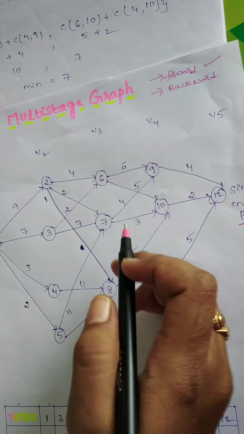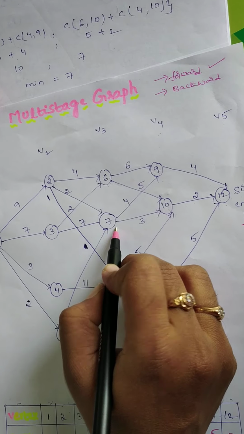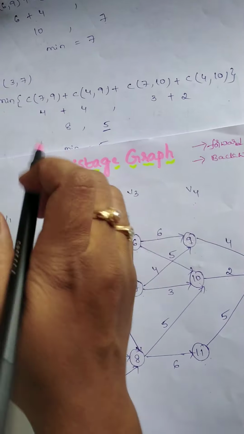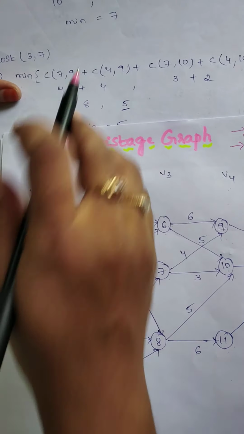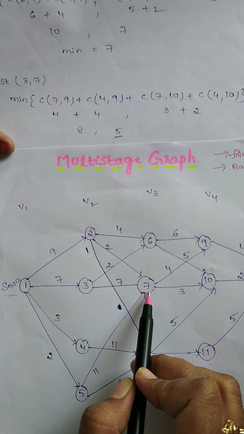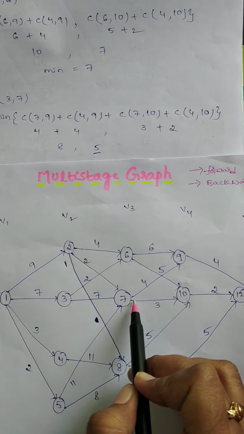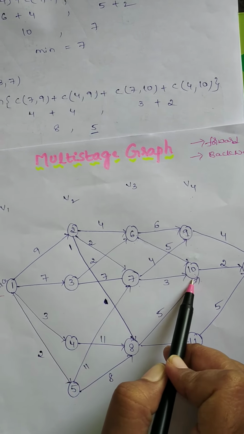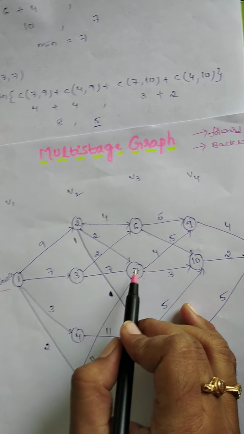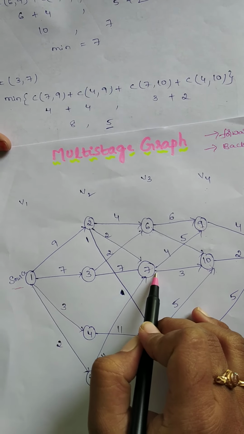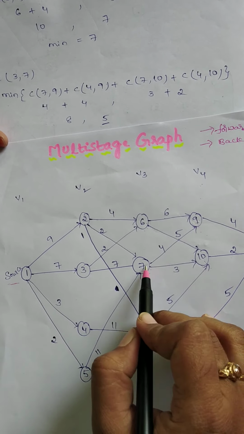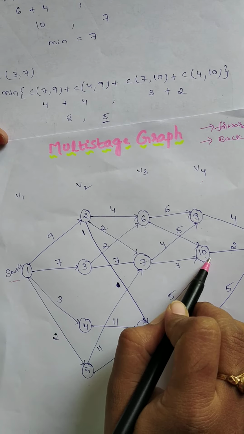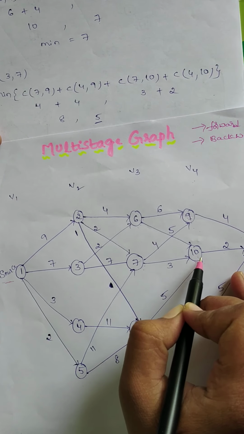Next find vertex 3 comma 7. The values are the minimum cost of 7 comma 9. It goes two ways, 7 to 9 one value and 7 to 10 one value. So cost of 7 comma 9 plus the fourth vertex cost of 4 comma 9, plus cost of 7 comma 10 plus the fourth vertex 10th value.